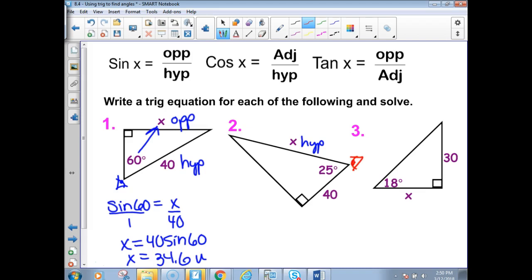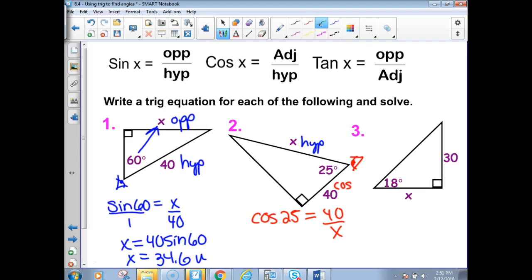What did you guys think for a setup? Cosine, okay, or I know you're saying cos. Let's not say cos either, because that's what I heard in the hallway. It's cosine. So adjacent over hypotenuse, this would be the cosine of 25 equals adjacent 40 over hypotenuse x.